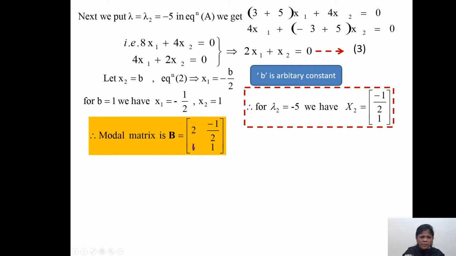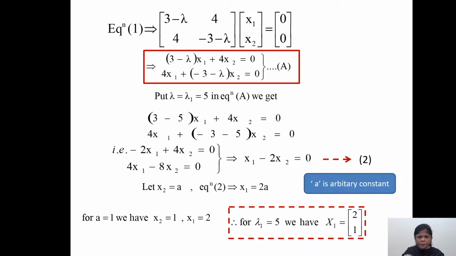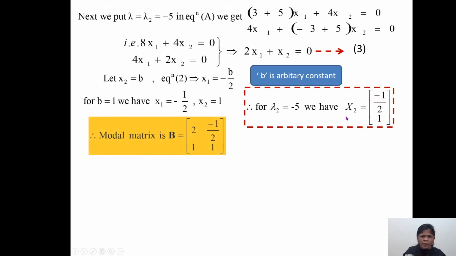So the modal matrix is X1, that is the first eigenvector. If you remember, the first eigenvector is nothing but this 2, 1. So we will write the first eigenvector 2, 1 and the second eigenvector, that is minus 1 by 2, 1. In this way we get the first requirement of this example, that is the modal matrix. Now our next task is to find the diagonal form, that is B inverse AB.